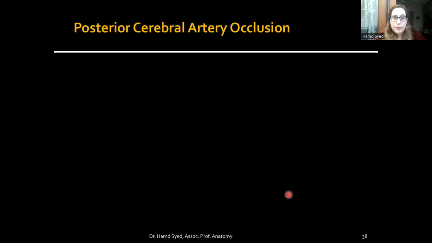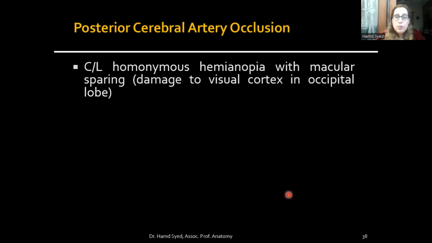Now let's come to our third cerebral artery, which is the posterior cerebral artery. We know this is supplying the occipital lobe, which has the visual cortex. So if it is occluded, this will cause contralateral homonymous hemianopia, which means the loss of half of the visual fields. It will be hemianopia because half of the visual field is being affected, and homonymous, which means that if we say it is the right posterior cerebral artery occlusion, then there will be left-sided homonymous hemianopia and vice versa.